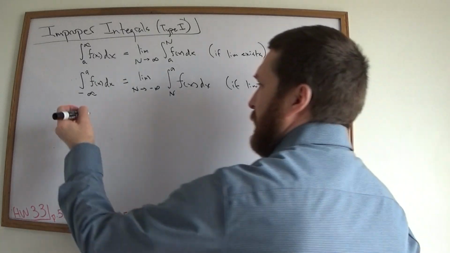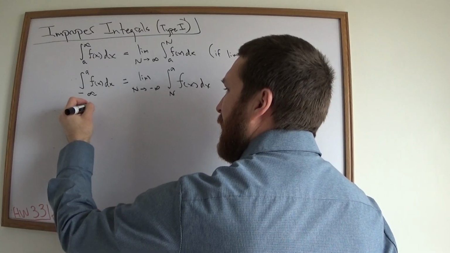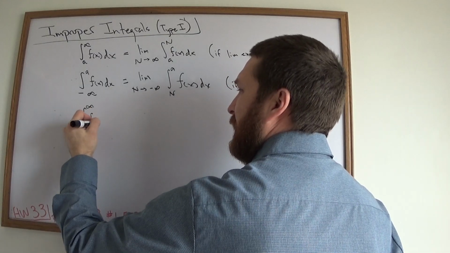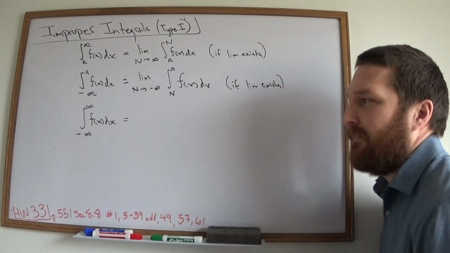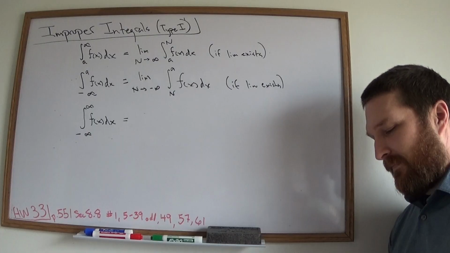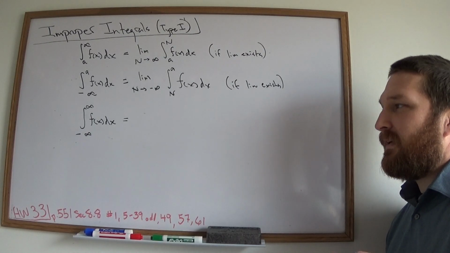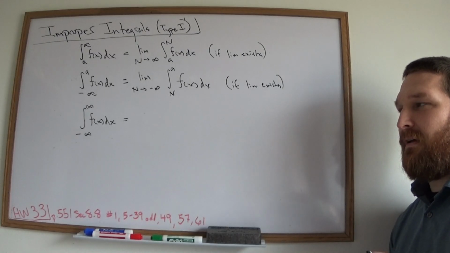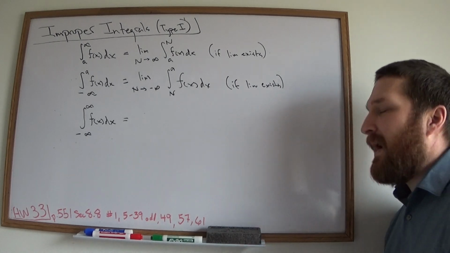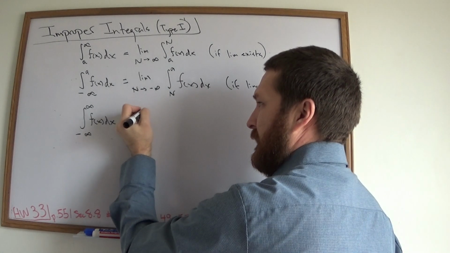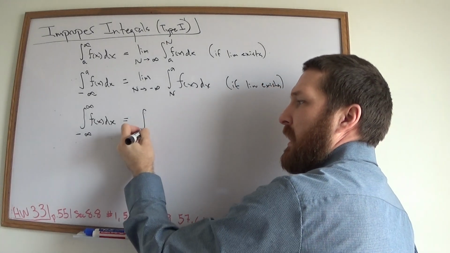Now, here's another improper integral of type 1, from negative infinity up to infinity of f of x dx. Now, this is where it's tricky. This is where it's tricky. Because you don't plug in an n on the top and an n on the bottom and take the limit at the same time. You have to break it up. We'll get into this a little bit. Choose any real number a and break it up.